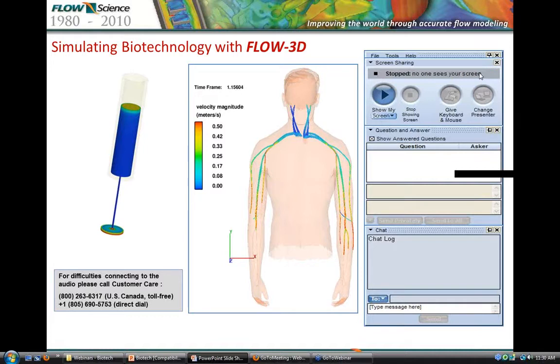Welcome to our webinar on simulating biotechnology with Flow3D. Today we'll talk about a number of applications in the biotechnology industry where Flow3D has been used successfully.